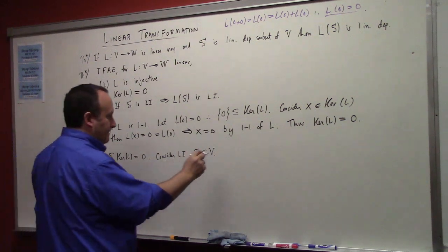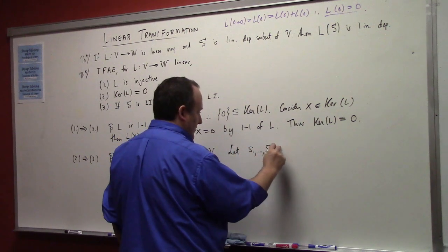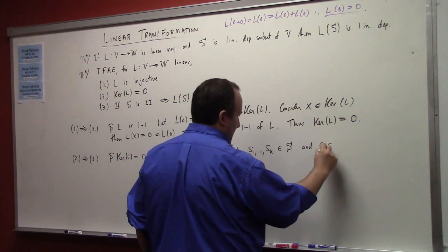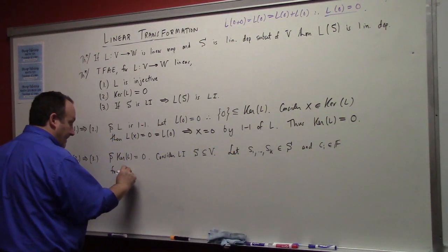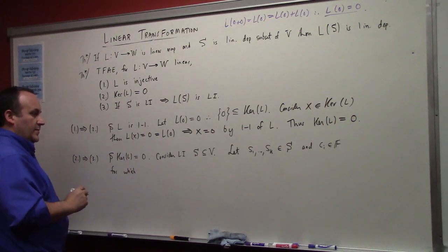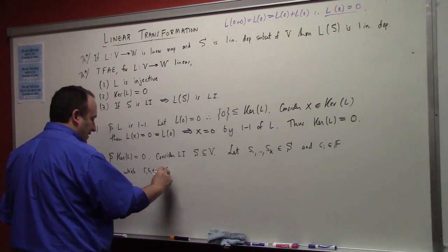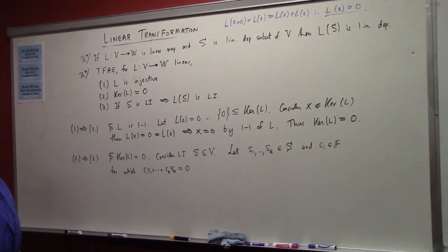Let s1 through sk be elements of S and ci elements of F, for which c1 s1 plus through plus ck sk is equal to 0. Okay. Wait a minute, hold on. No. That's not what I want to check.